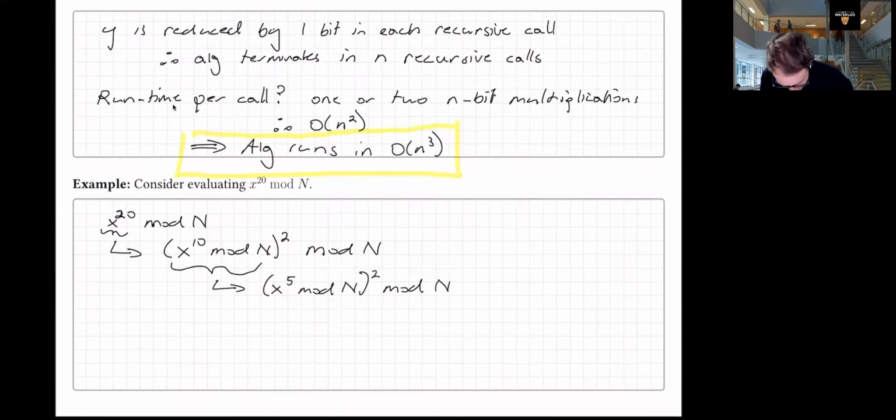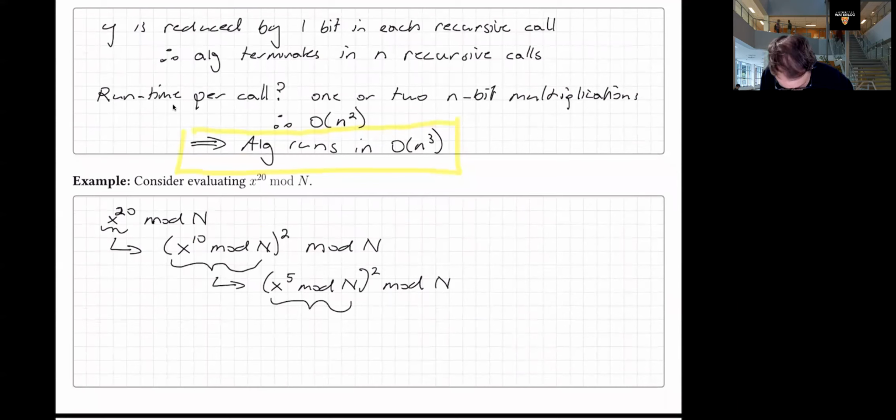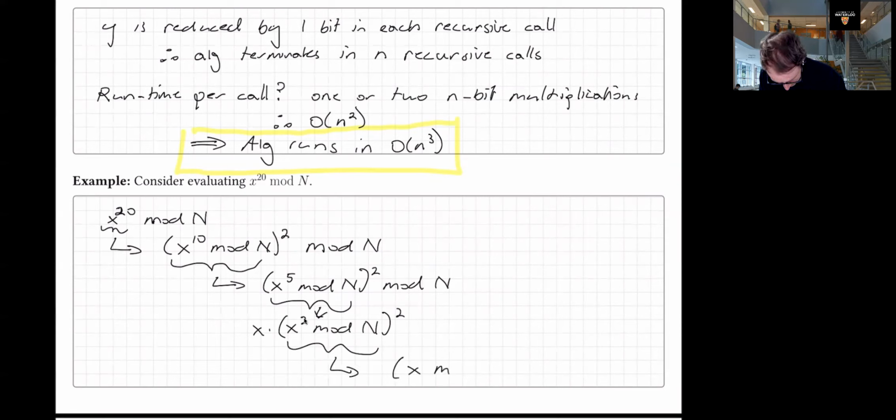Then in the next call, it instead computes x to the power of 2, squared, multiplies by an x because the 5 is odd. So then you get the floor of 5 over 2, which is 2. And then finally, one more. Sorry, I should draw a little arrow. And then the last one is going to be, instead it computes x mod n and squares it.